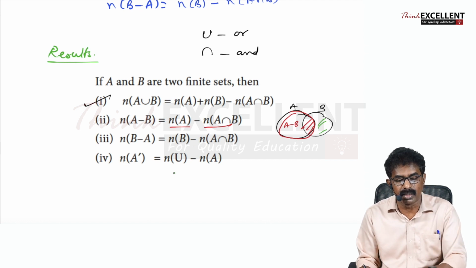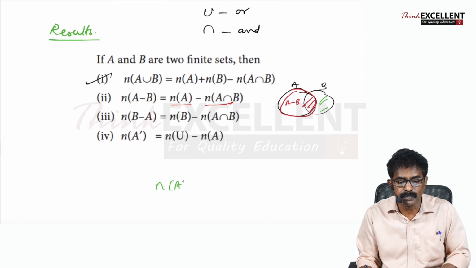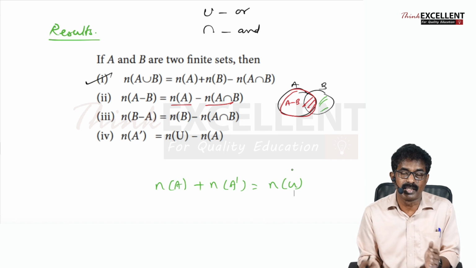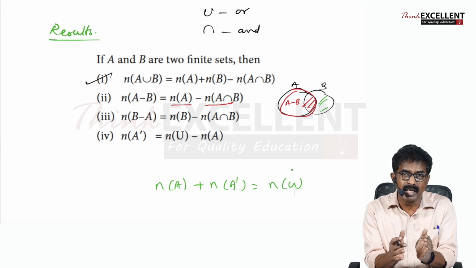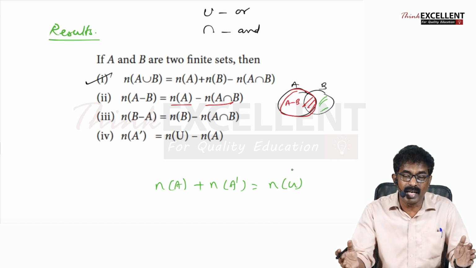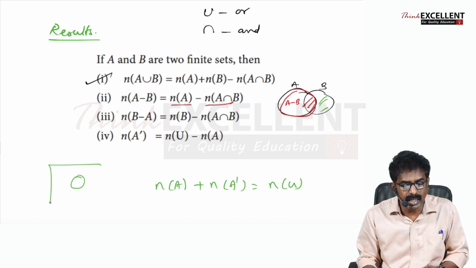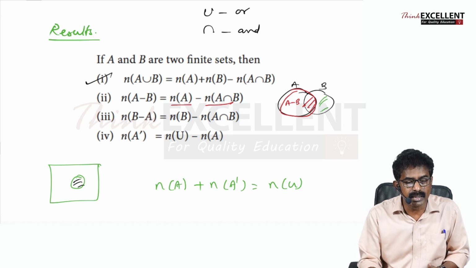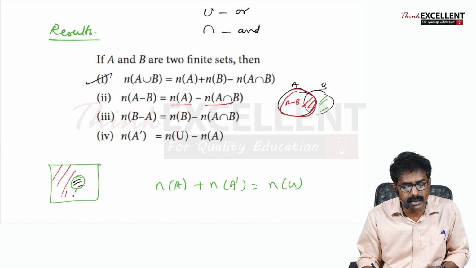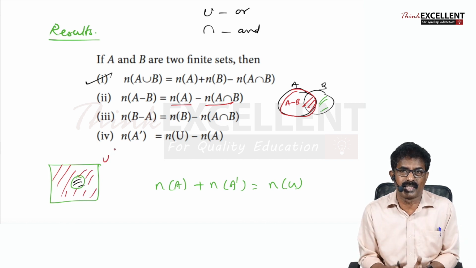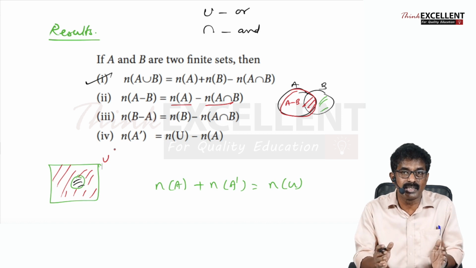Another very important thing, listen. N of A plus N of A dash is N of U. N of A means elements in A, and A dash means elements not in A. Totally, it is N of U, right? A is this one, A means only this portion. A dash is the outside portion, right? Together, if you take, you will get the entire universal set. N of A plus N of A dash is N of U.